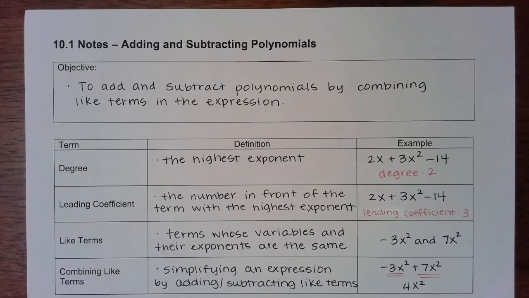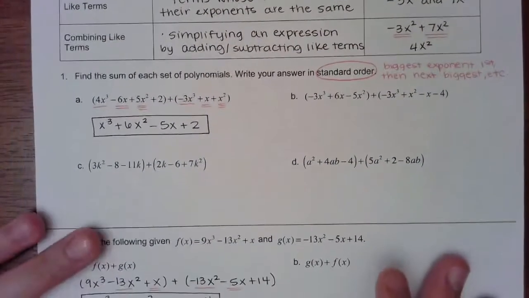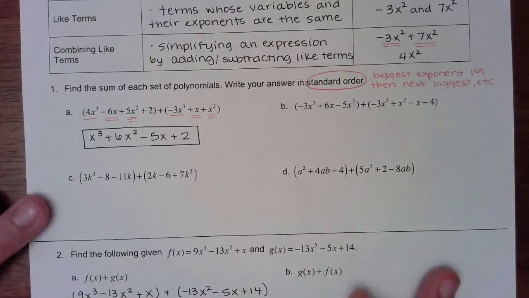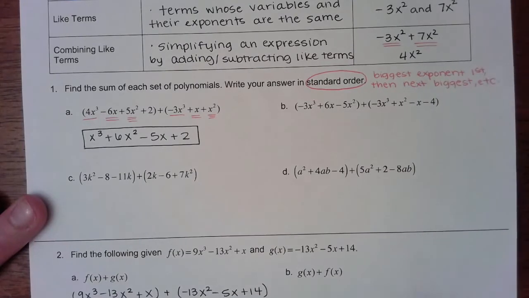Alright, in the notes for 10.1, we're adding and subtracting polynomials. The beginning part of the notes here start with some helpful definitions that you're welcome to review. We're going to start with question number 1. It says find the sum of each set of polynomials, write your answer in standard order.